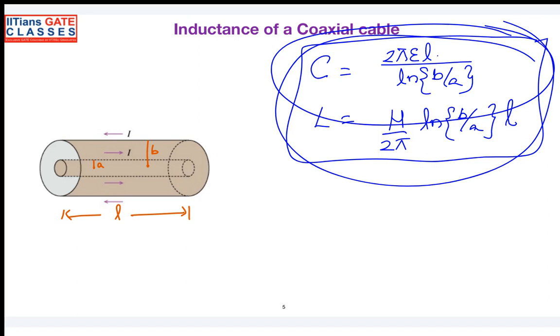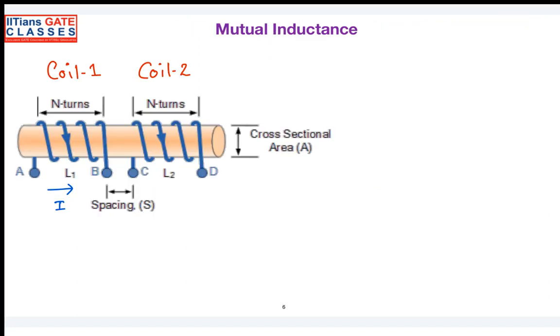Yeah, good. So next thing, we'll see the mutual inductance right now. To understand that, you can see here, this is a magnetic core and I have done two sets of windings. This is my first set of winding, I can call it coil 1. And this is my second set of winding, which is coil 2. For the understanding purpose, I have assumed that both the coils have an equal number of turns.